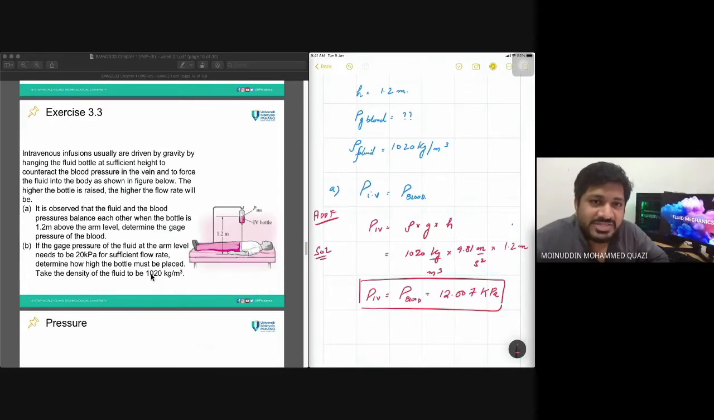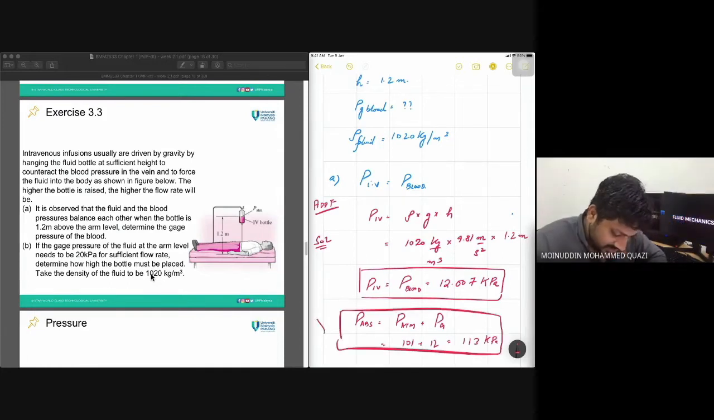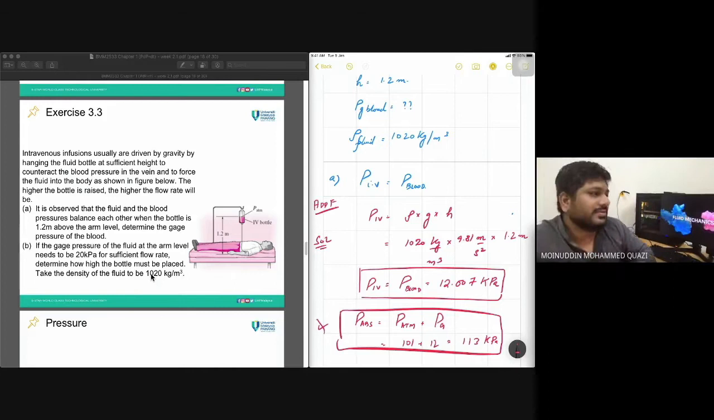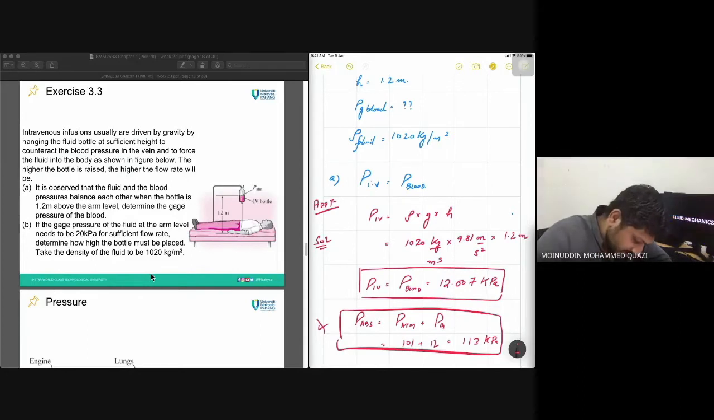If they ask me what is the absolute pressure here, then what I will do is, P absolute is equal to P atmospheric plus P gauge. So this is 101 plus 12, which is equal to 113 kilopascal. If they ask about absolute, but they did not ask. So this is part number A, solution. Let's move to part B.